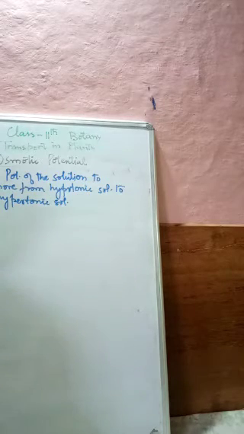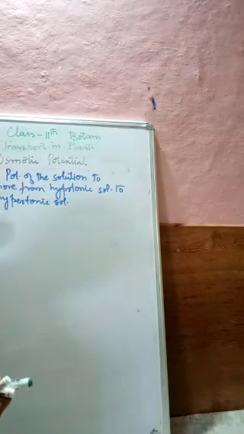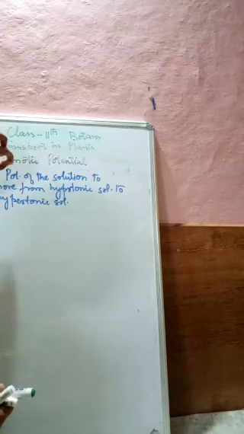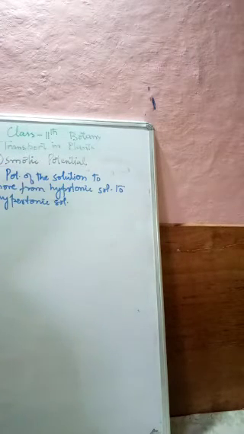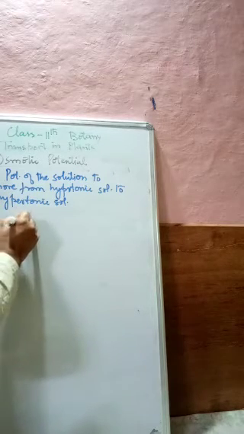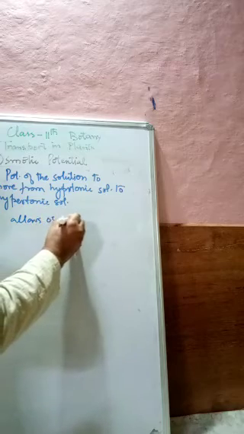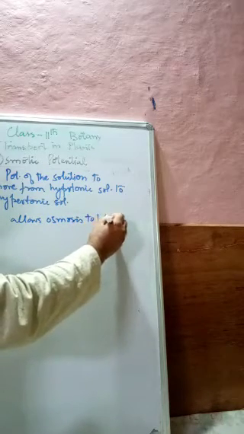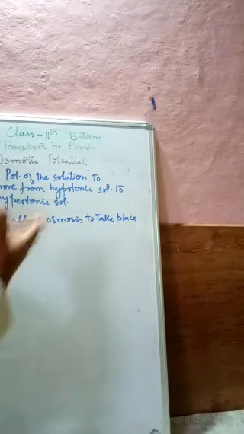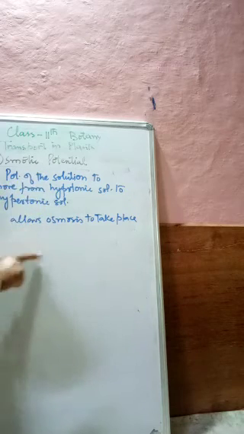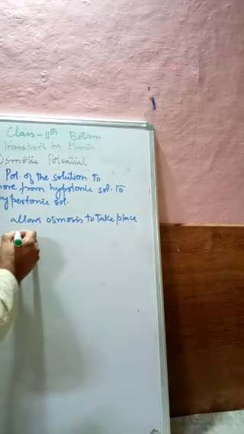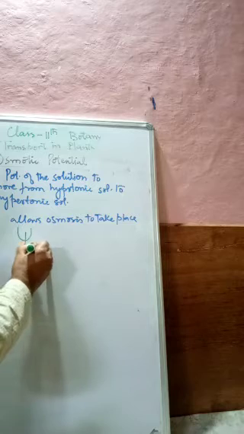अब इसमें हम क्या देखते हैं? हाइपोटोनिक सॉल्यूशन में सॉल्वेंट की मिकदार ज़्यादा होती है और हाइपरटोनिक सॉल्यूशन में सॉल्वेंट की मिकदार कम होती है. So here again it is the potential of the solution to move from hypotonic solution to hypertonic solution. This osmotic pressure checks the process of osmosis, and this osmotic potential allows the osmosis to take place. Symbolically, it is written as solute potential.